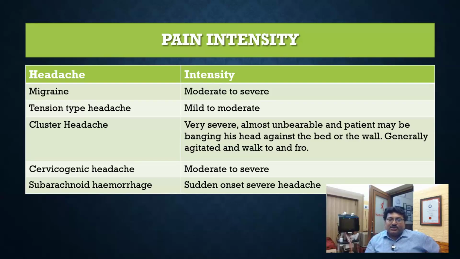Cervicogenic headache is usually moderate to severe, but sometimes could be mild as well. Subarachnoid hemorrhage, I have already told about this. It's a thunderclap type of headache, so there will be a sudden increase in the headache.